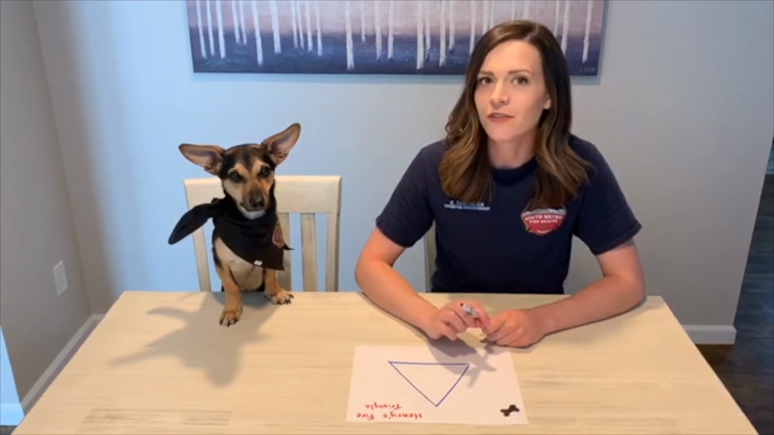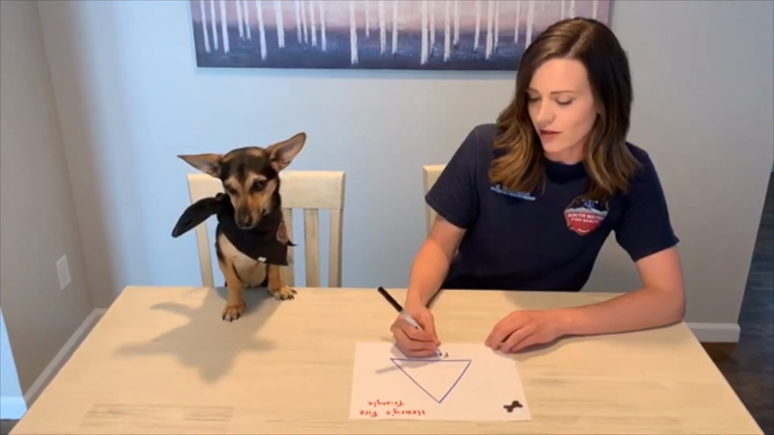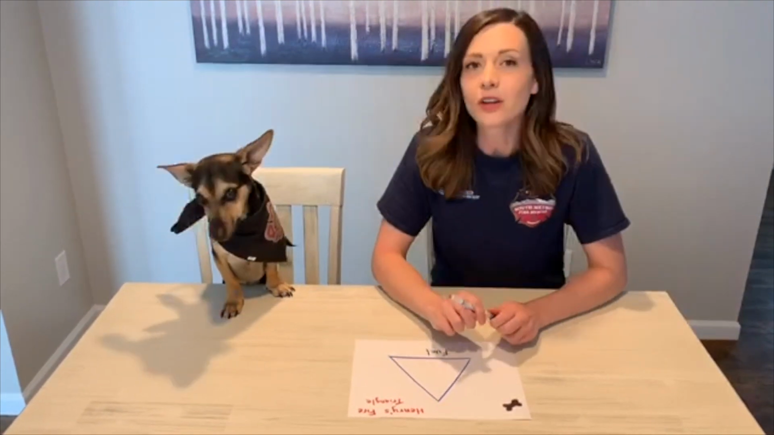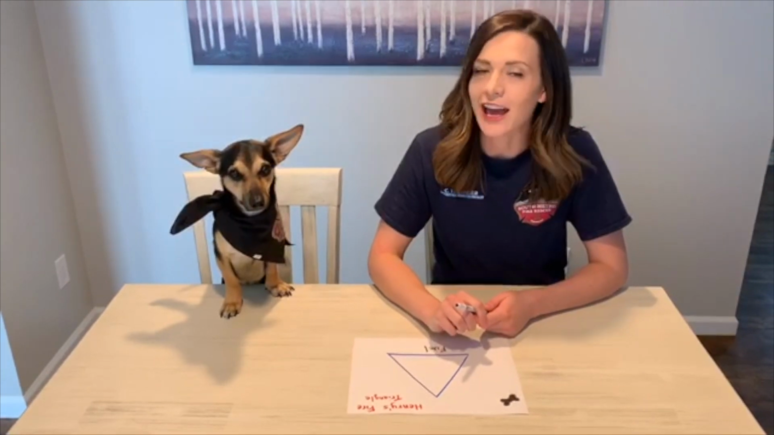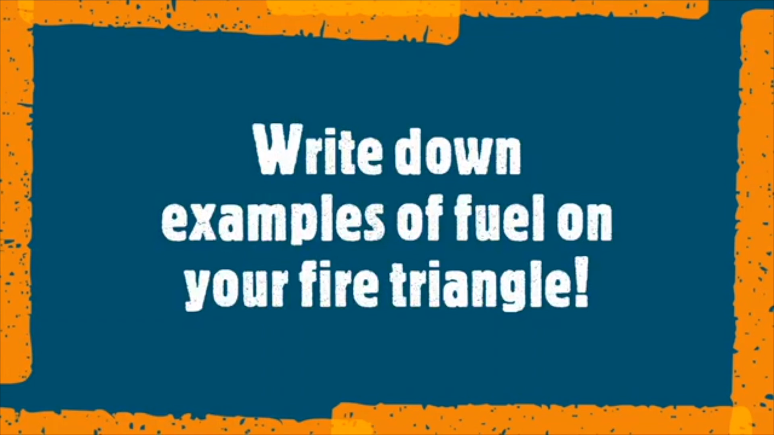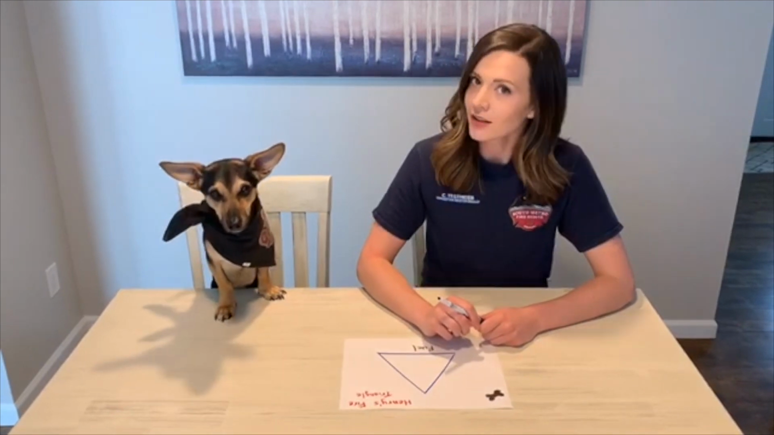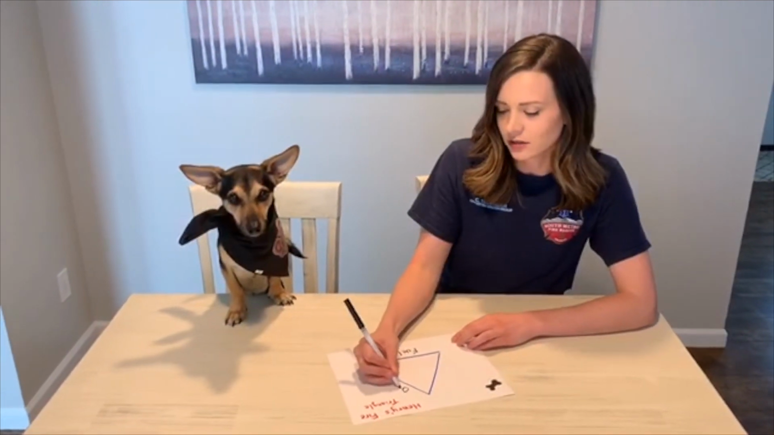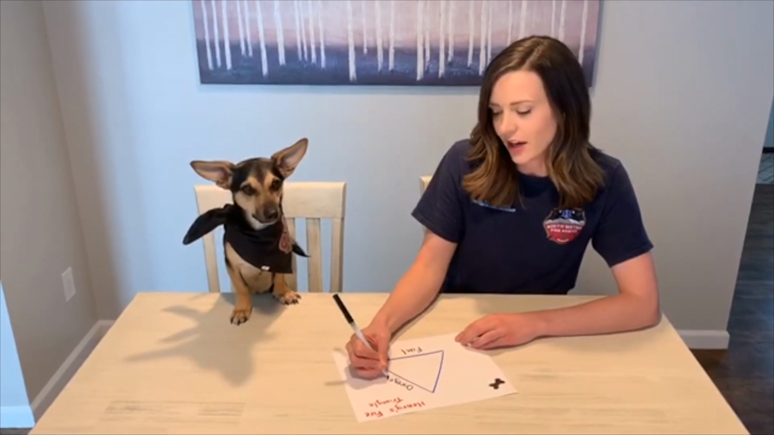First, you have to have fuel. We're going to write fuel on the bottom. Fuel can be a liquid, a solid, or a gas. We also have to have oxygen. We're going to write oxygen on our right side of the triangle.